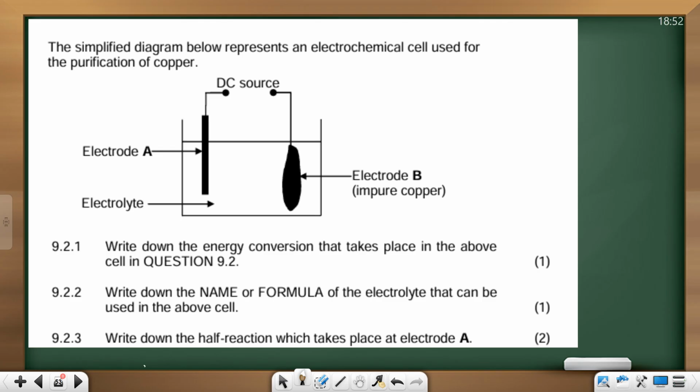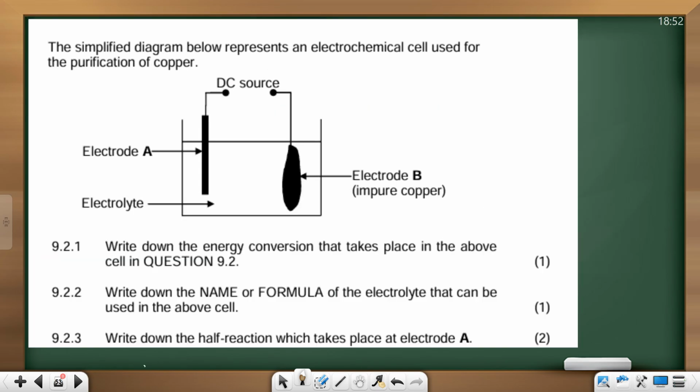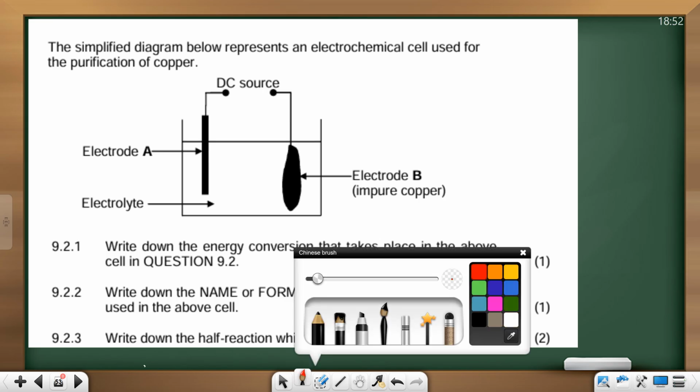No, electrorefining. Guys, I don't think there's any question here. Is there anything? The simplified diagram represents that. We've done this. The impure copper becomes what?